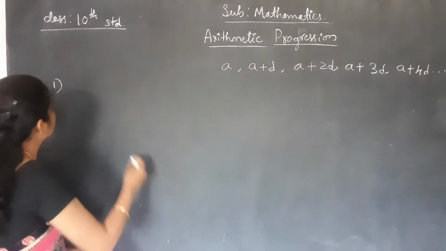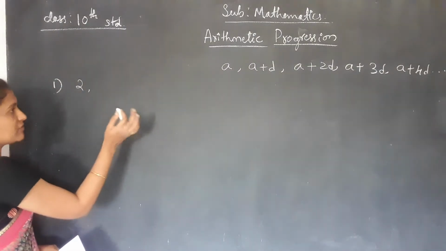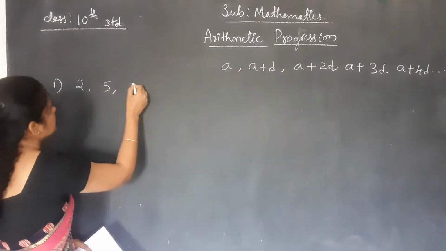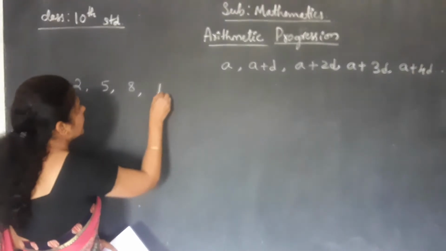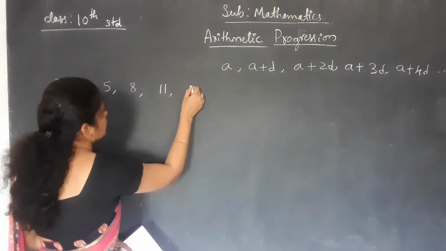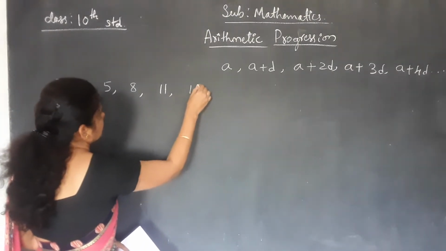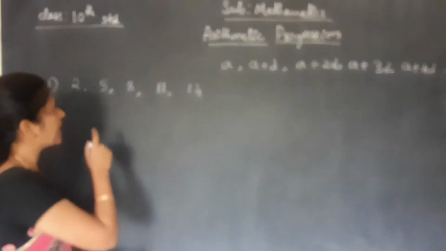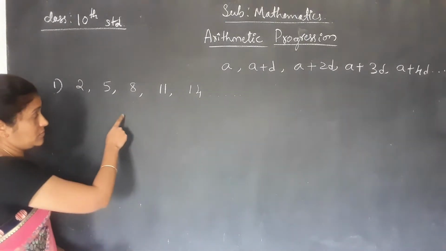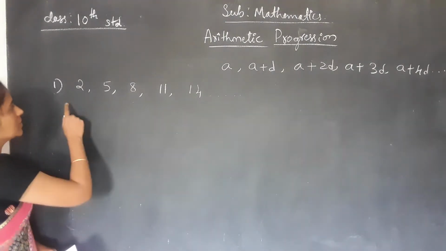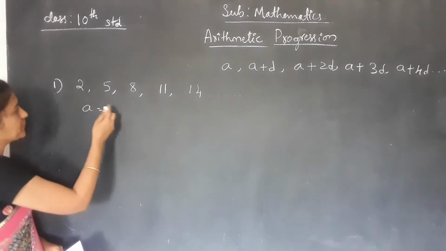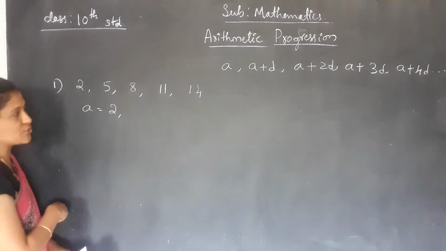First one. First I will take the positive values. The simple one: 2, 5, 8, 11, 14. This is the arithmetic series. You have to find the first term and the common difference. The first term, by observation you can say A is 2. The first term is 2.